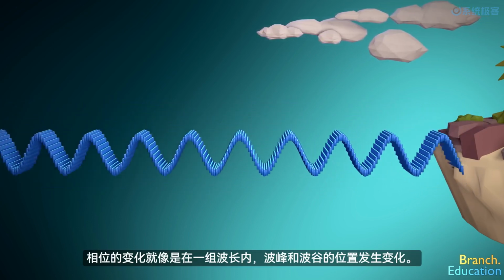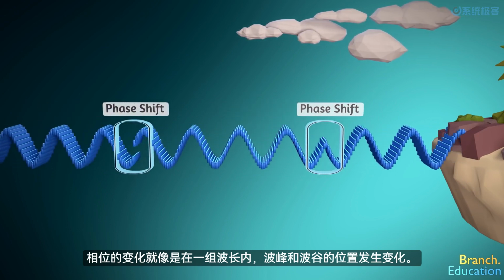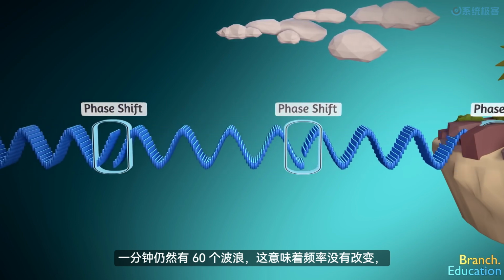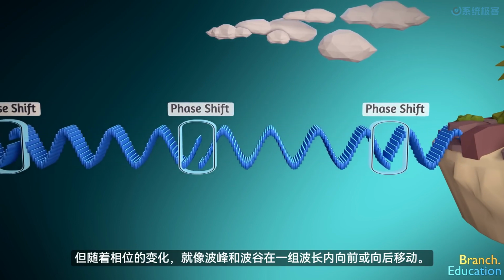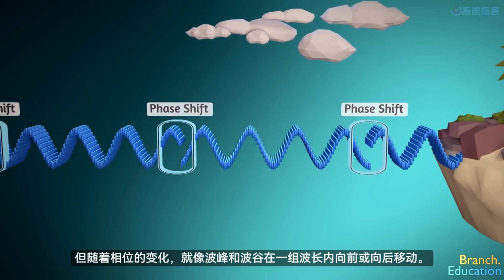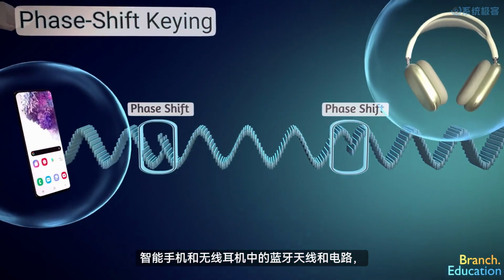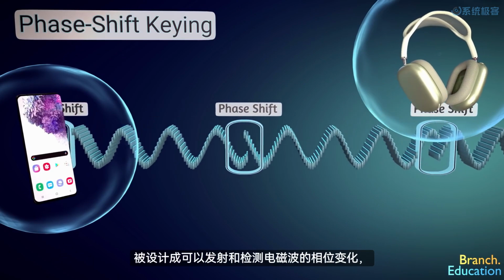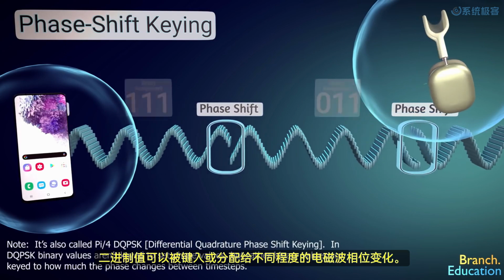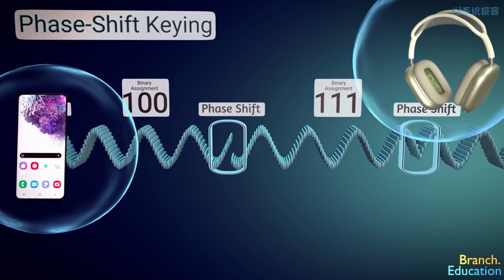However, phase shifting would be seen as changing the locations of the peaks and the troughs within a set of wavelengths. There are still 60 waves over an entire minute, meaning the frequency doesn't change, but as the phase shifts, it's as if the peaks and troughs shift forward or backward within a set of wavelengths. Bluetooth antennas and circuitry in your smartphone and wireless earbuds can be designed to emit and detect shifts in the phase of an electromagnetic wave, and binary values can be keyed or assigned to different levels of shifts in the phase of the wave.